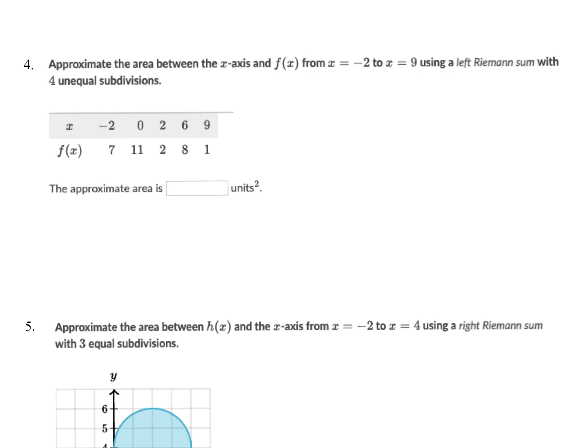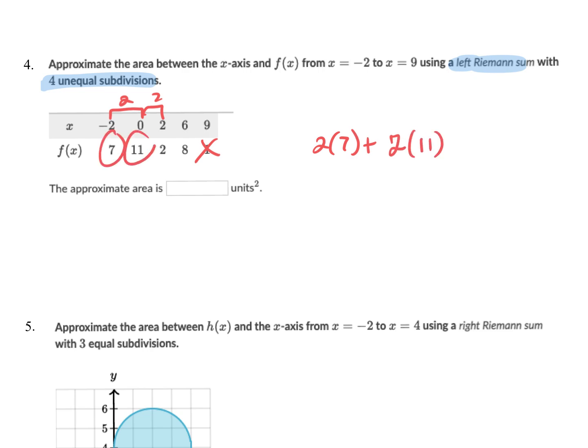I want to do a left Riemann sum. Ready? 4 unequal subdivisions. Don't use the right. In a left Riemann sum, you won't use the right. What would be the base of my first? 2. The left height: 7. The next base: 2. The next height: 11. The next base: 4. Height: 2. 3. 8. Great. The lack of inflection in your voice is really beautiful.